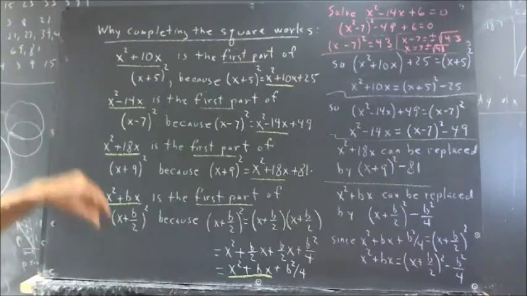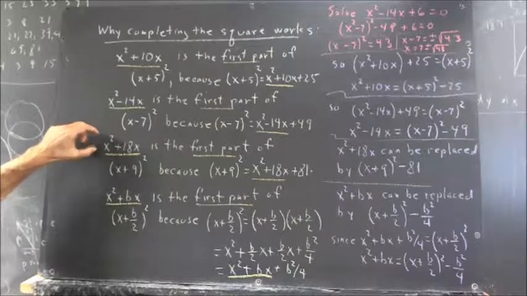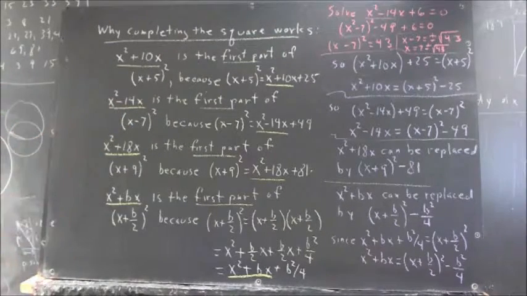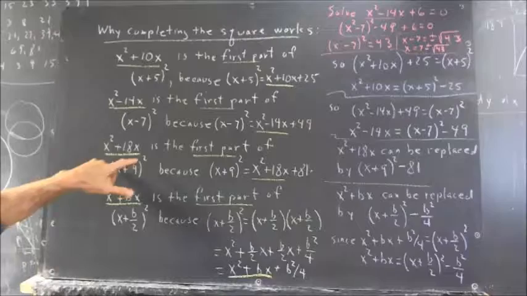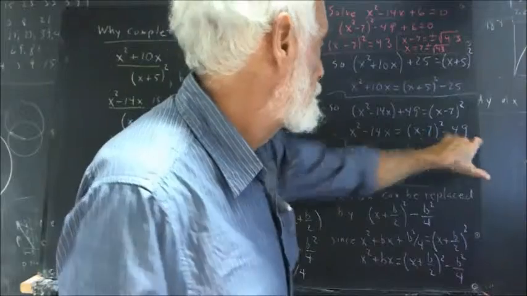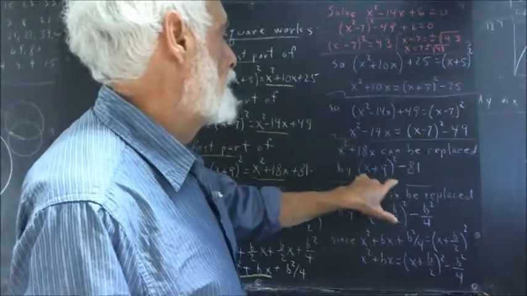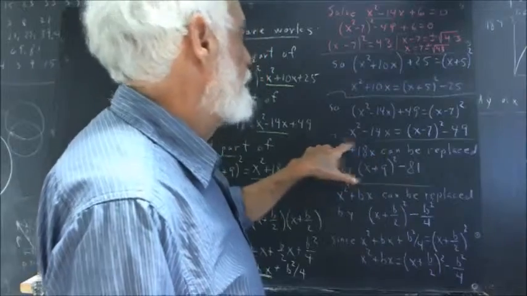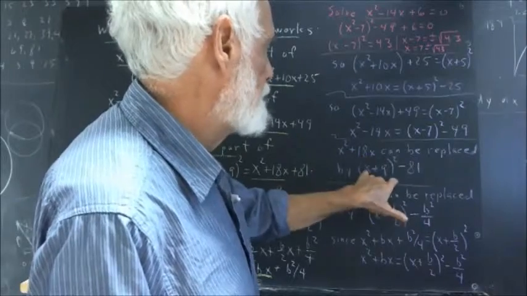So we can always replace an x squared term plus an x term if we have just coefficient 1 in front of the x squared term, and see other videos to see what we do if we don't have a 1 in front of x squared, but that's pretty easy to deal with. Okay, so we can always replace an expression of this form with an expression of this form. For x squared plus 18x, the specific expression is what? Well, half of 18 is 9. (x plus 9) squared is going to give us x squared plus 18x plus 81. So x squared plus 18x is equal to (x plus 9) squared minus 81.